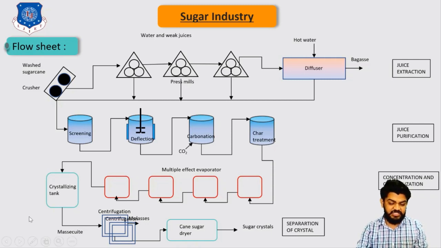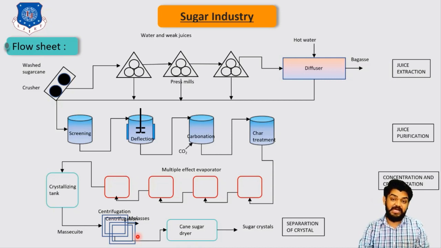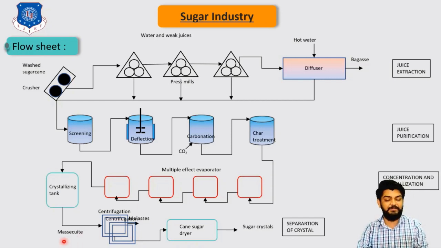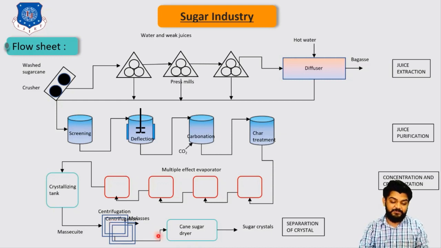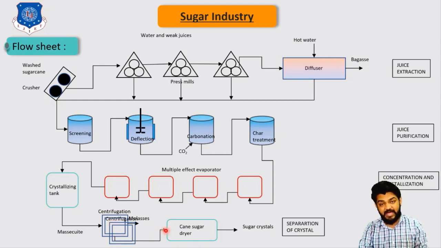And later these crystals are sent to the centrifuge, right? And the mother liquor coming out of the centrifuge is known as the massive. So after centrifugation, the crystals are sent to the sugar dryer, in which we dry our crystals and sell them. Right? So this is how we can produce sugar crystals.